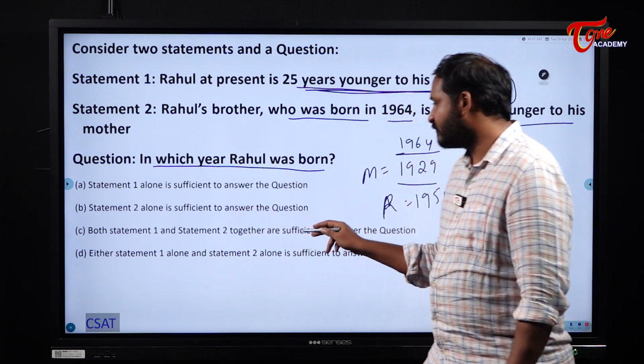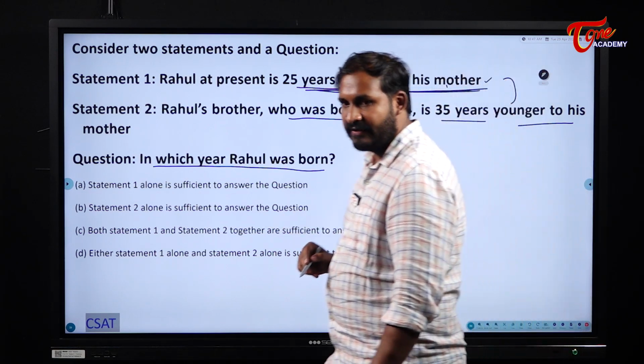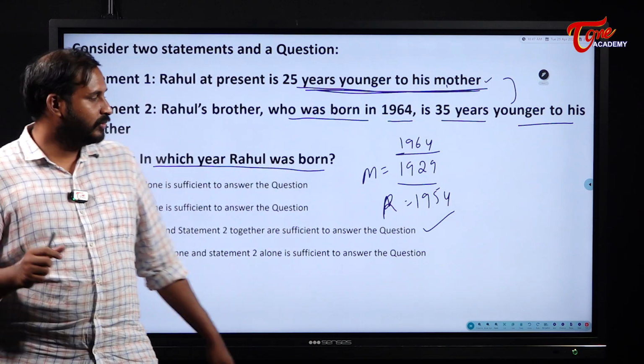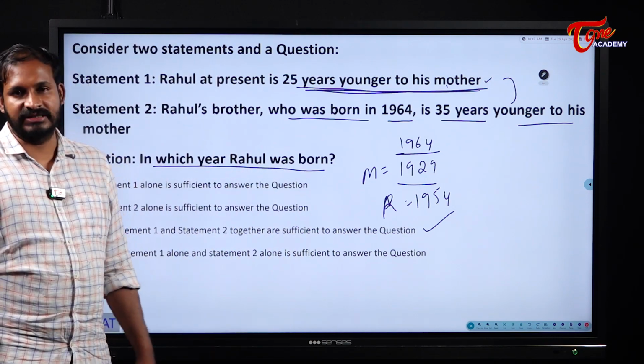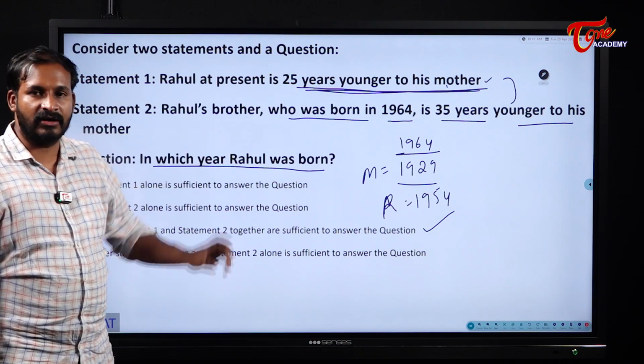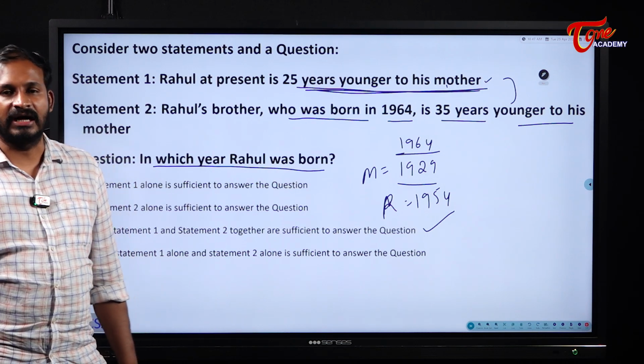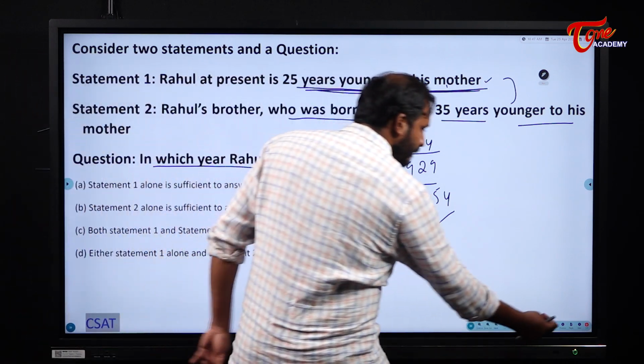So, what will be our answer? Both statement 1 and statement 2 together are sufficient to answer the question. Definitely, I need to use both the statements to get my answer in this case. By using either one statement alone, I cannot get the answer. Definitely, I should consider both the statements to get my answer here, right? Next one.